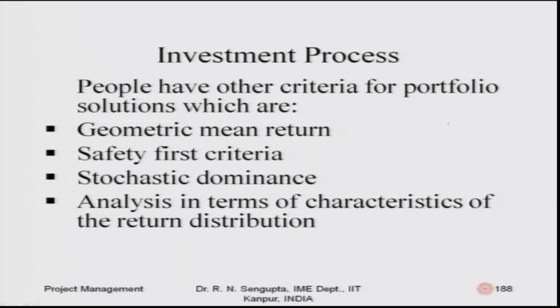Generally, for investment processes, project management, investing in projects or making decisions, people have other selection criteria also. One of them is the geometric mean return, one is the safety first criteria, the third one is the stochastic dominance concept, and the fourth is the analysis of terms and characteristics of the return distribution. We will consider in detail the first two and just mention the third and the fourth and then proceed. As I mentioned at the start of this lecture, we will definitely go through one or two very simple problems for these concepts as we proceed with the project management course.